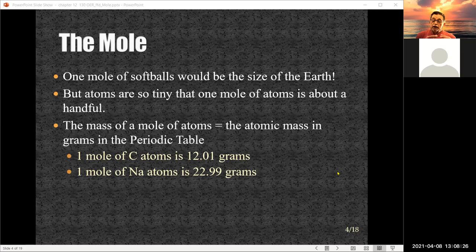Okay, now the units for the atomic weight, let me write this down, are grams per mole.